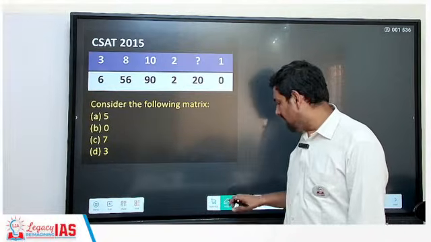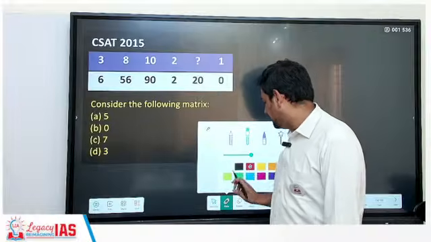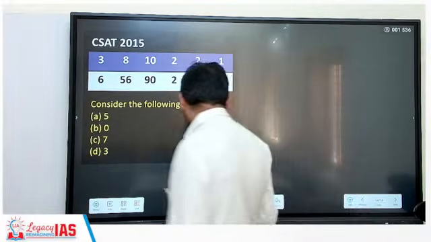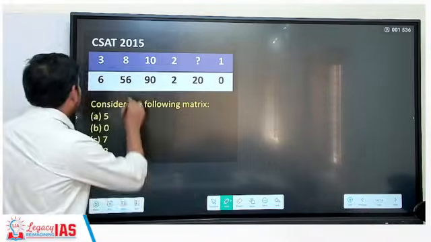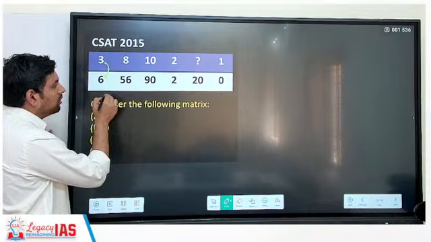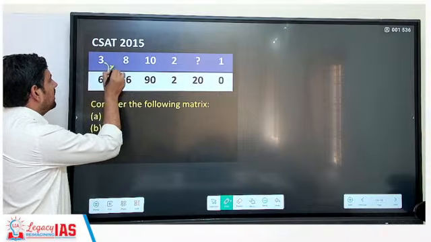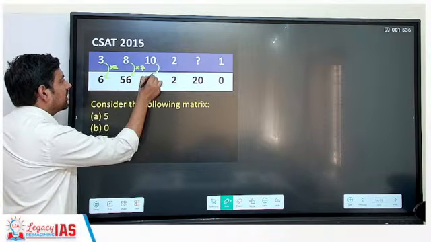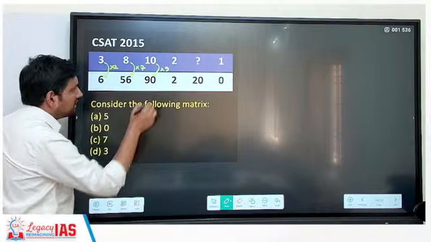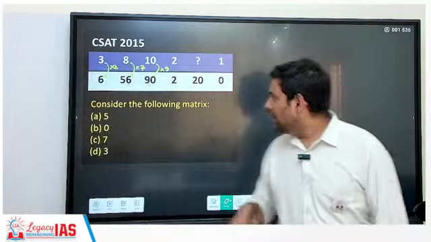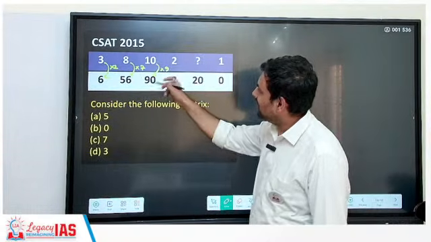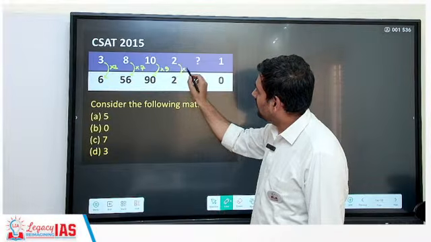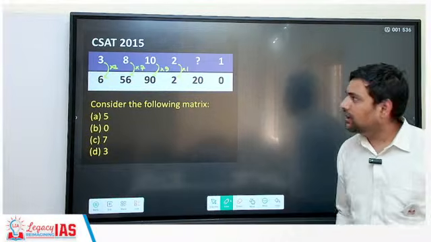Now let's start looking in terms of columns. If you look in columns, what you will see is this: 3 into 2 is 6. Then 8 into 7 is 56. 10 into 9 is 90. Then how do you get from 2 to 2? Of course, 2 into 1. Can you see a pattern now?